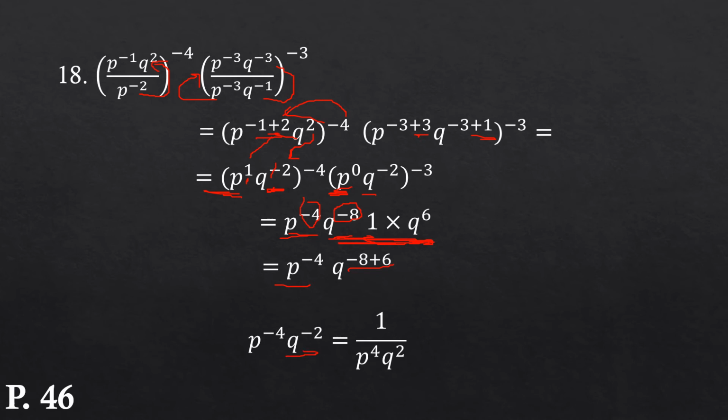For these powers to be positive, we divide. Here we have a 1, but we change their positions to become positive. Okay, so they are now positive: p power 4 and q power 2.